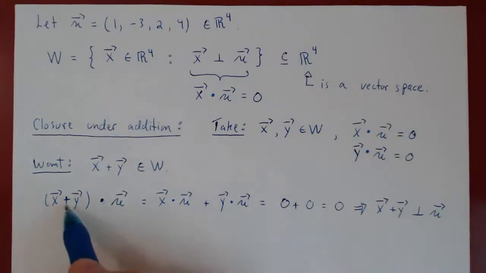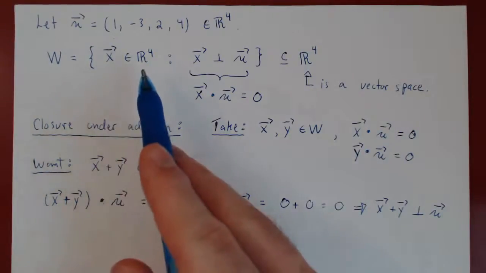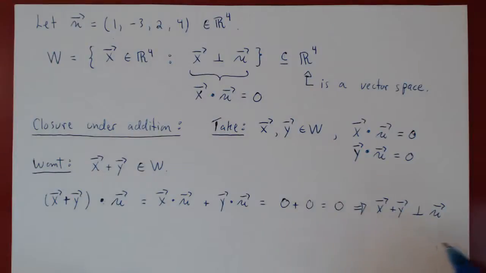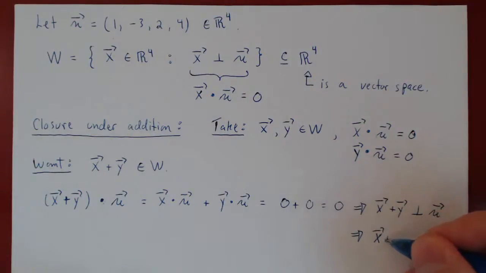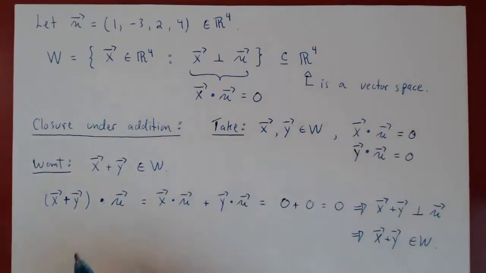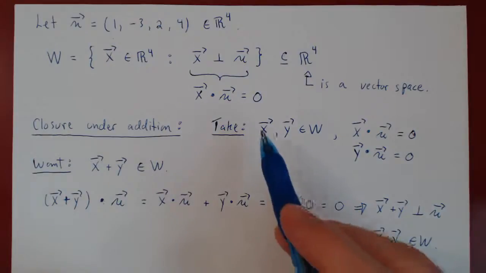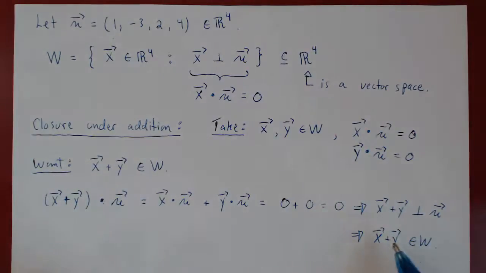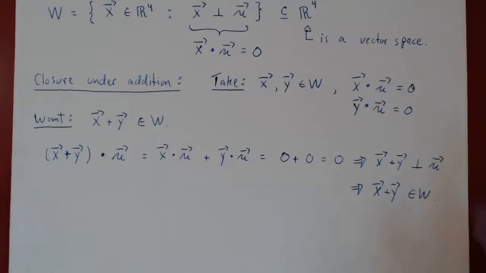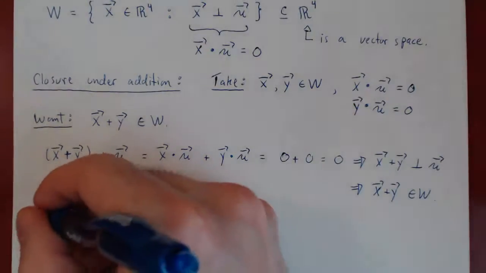Well, because the vector x plus y was a vector in R4 that is orthogonal to vector u, it must be a vector in W. And we now have closure under addition. We proved that if we take two vectors in W, we add them up, the resulting vector x plus y is still inside of our space. Let us now prove the other closure axiom, closure under scalar multiplication.